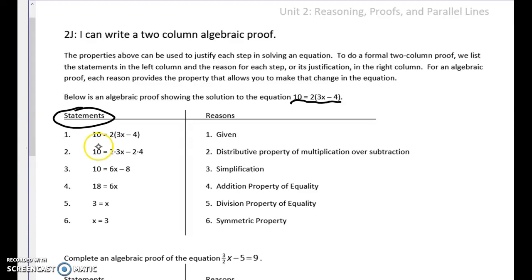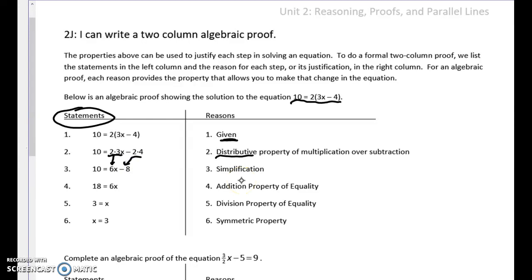That's number one. 10 equals 2 times 3x minus 4, and that is my given, because that's what they gave me to start with. Now, if I were solving this, the next thing I would do is distribute. I distributed the 2 in, and if you notice, when I distribute it, I leave it as 2 times. That's my distributive property of multiplication over subtraction. In the next step, I just simplify. 2 times 3 is 6, and the 2 times 4 became an 8. That's just a simple simplification step.